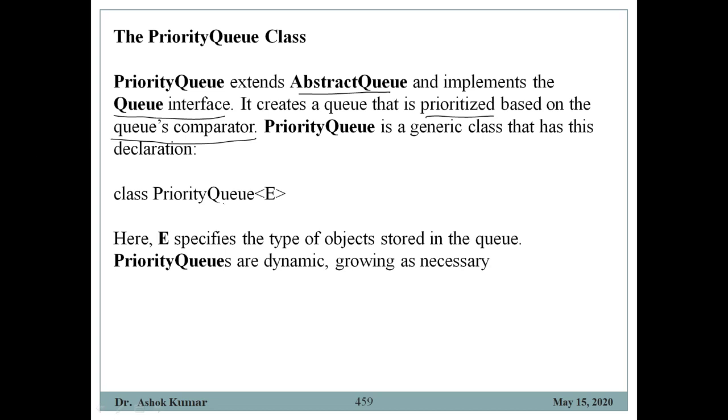Priority queue is a generic class that is defined in the java.util package, and its general declaration is this: PriorityQueue, you have to pass the class or the type of objects that you want to store into the queue. So this is required. Another important point is the priority queues are dynamic in nature. While your program is executing, the size of the priority queue can increase or decrease as per the requirements of the program.